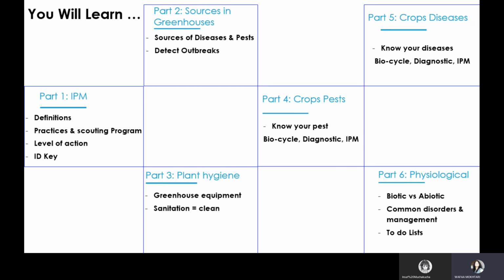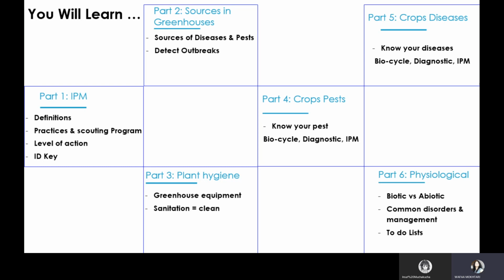So in part 1, we will be doing an introduction, definitions, practices of IPM and scouting program. We will understand more of this when we get into the slides. Then we will go through level of action and the identification key we need in detecting diseases and pests. So IPM introduction is only about what IPM means, what it is for, what we need for IPM.